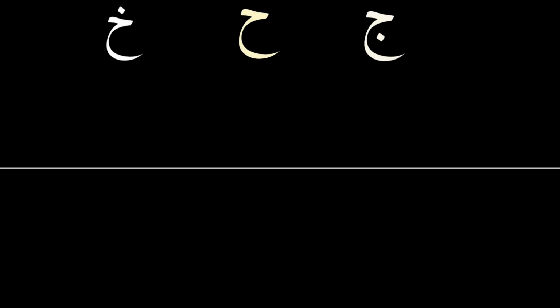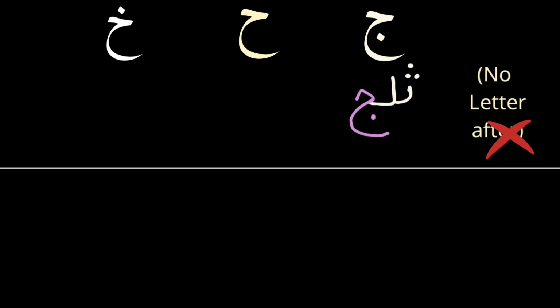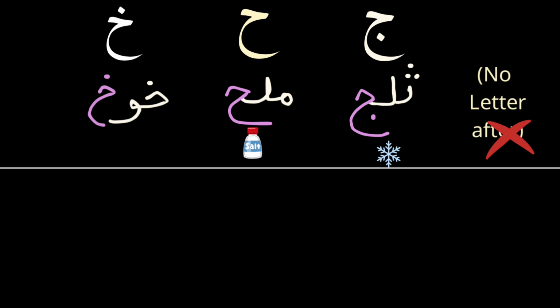Now let's check more examples, first when we don't have any letters after. The first one with jim is thalj. As you can see, jim is at the end of the word, no letters after, it's the same. Next one is milh, an example on ha. Milh ends with ha, and we don't have anything after, so it's the same. And on khawkh, it ends with kha, and nothing after, again, it stays the same.